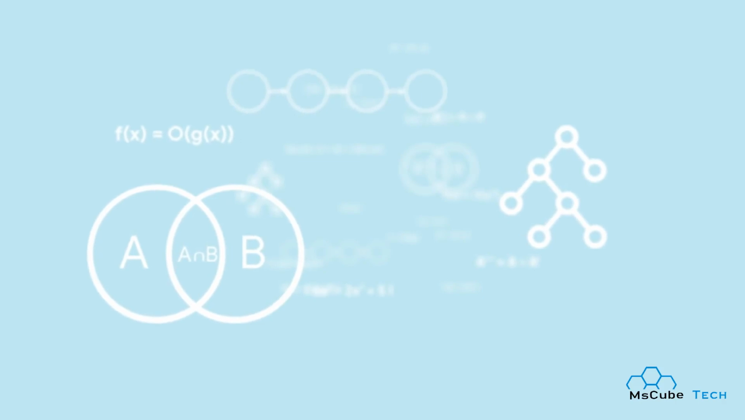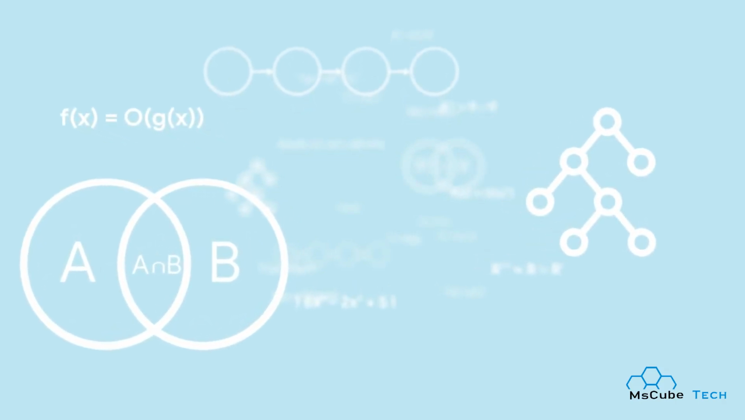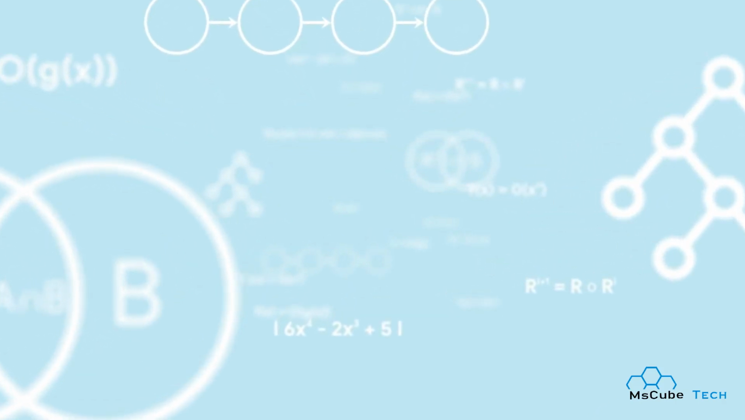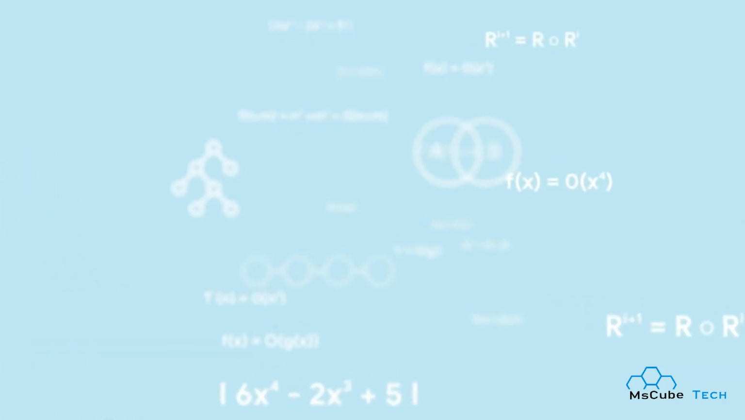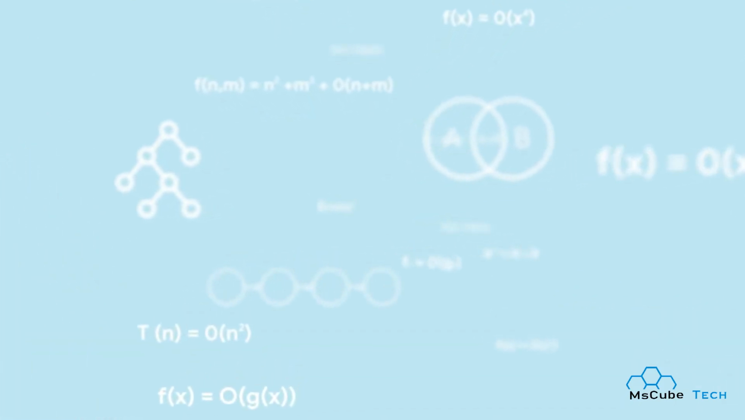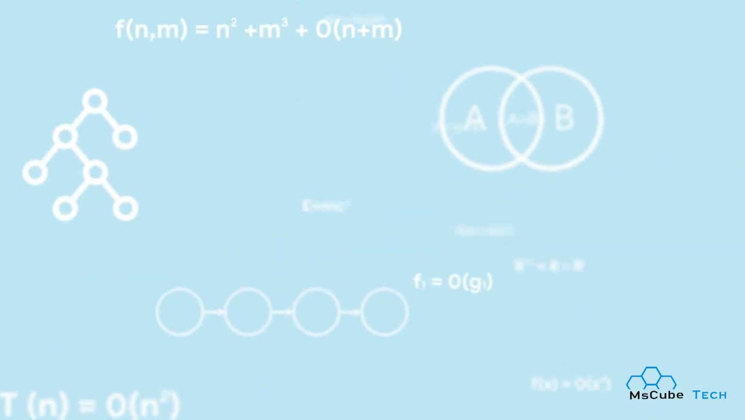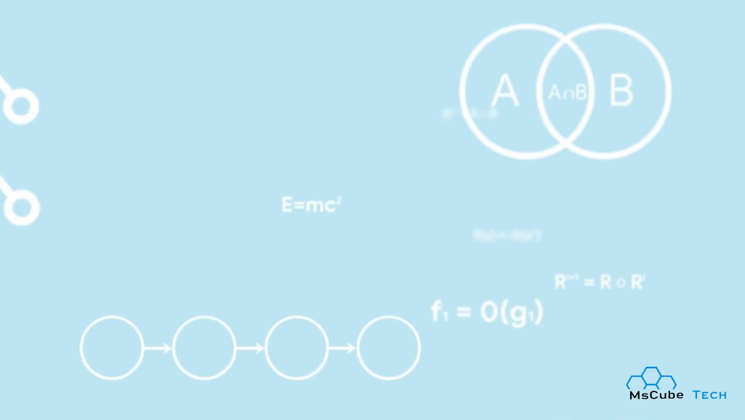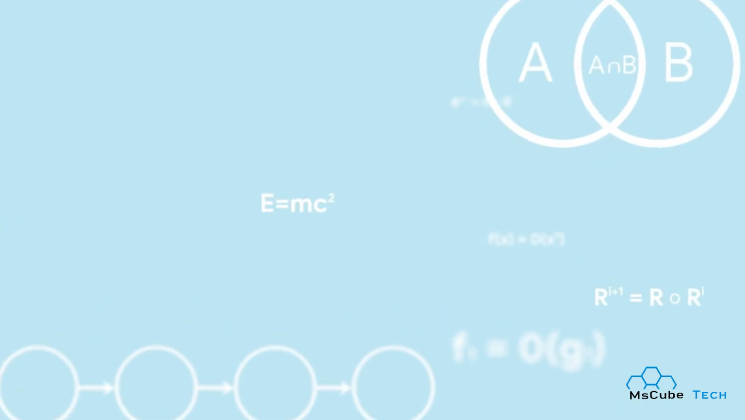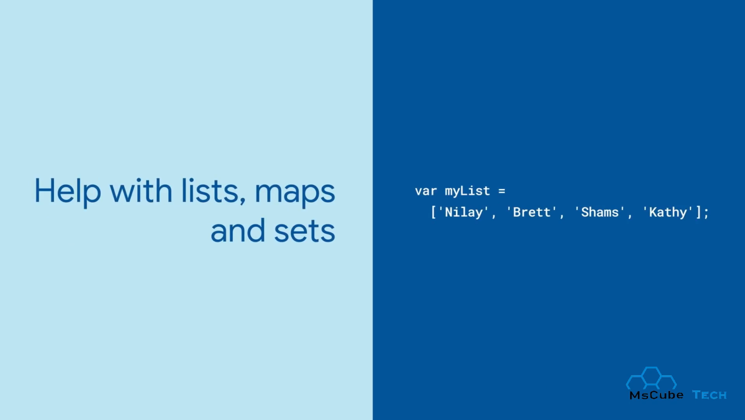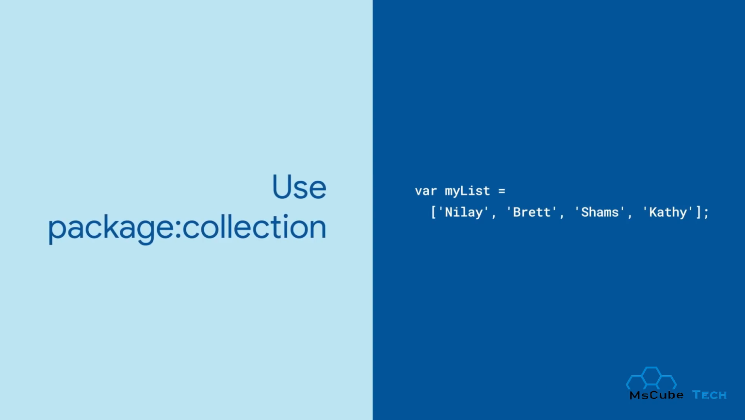Are you tired of implementing binary search for the third time this week? Do you wish to compare collections by deep equality? Are you in need of generating transitive closures for your directed graphs? Or would you just like to get some help dealing with lists, maps, and sets in your app? Package collection is your answer for all of those and more.